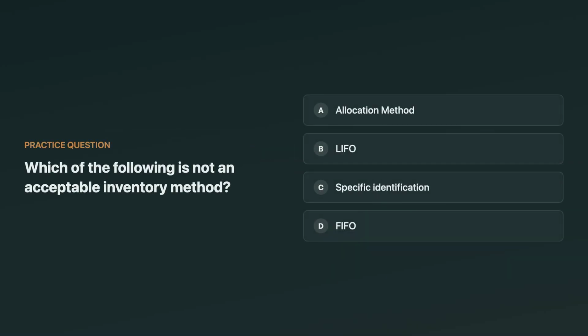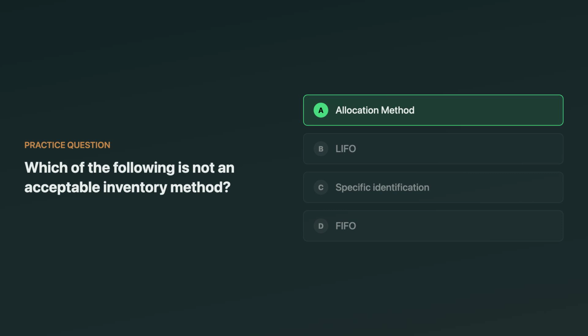Which of the following is not an acceptable inventory method for federal tax purposes? The choices include allocation method, LIFO, specific identification, and FIFO. Think about which ones are standard inventory flow assumptions the IRS recognizes, and which one sounds like a made-up catch-all. Think about it.